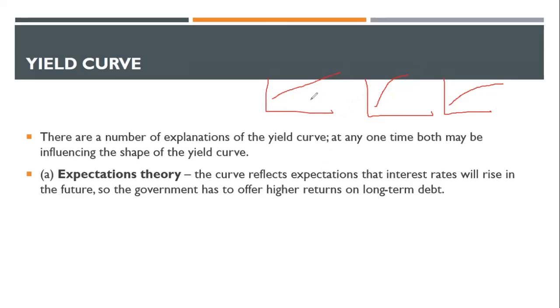And what do they show? They show you, number one, expectations theory. The curve reflects expectations that interest rates will rise in the future, so the government has to offer higher returns on longer term debt. Generally, these yield curves are coming from government securities, from the US Treasury bills. So if in the local market interest rates are expected to increase, nobody will be buying government bonds. So the government bond yields will also go up.